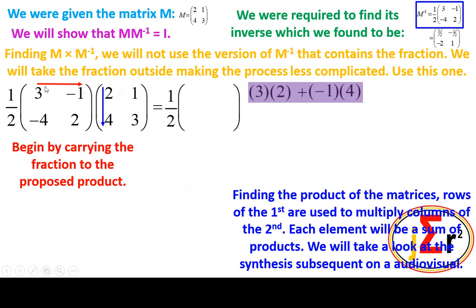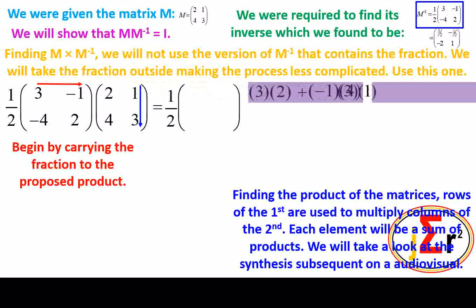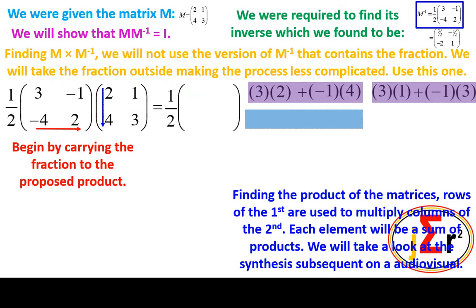Maintaining the first row, we will move to the second column. 3 times 1, negative 1 times 3. Because it is what? First times first, second times second. When we are through exhausting the 2 columns with the first row, we will move to the second row, which will be used to multiply both columns. So we have first times first, that is negative 4 times 2, and then we will have 2 times 4.